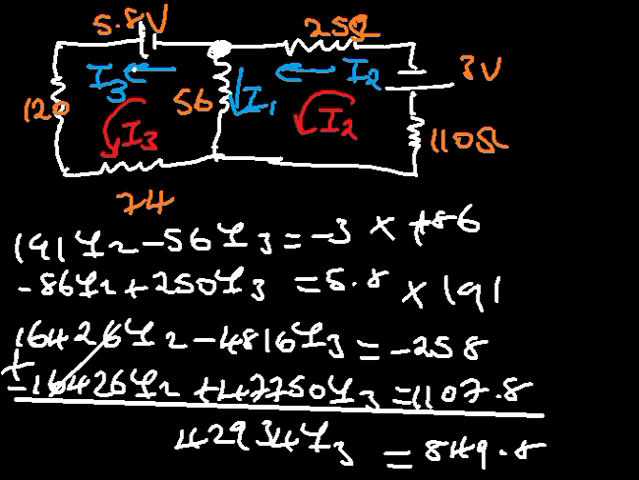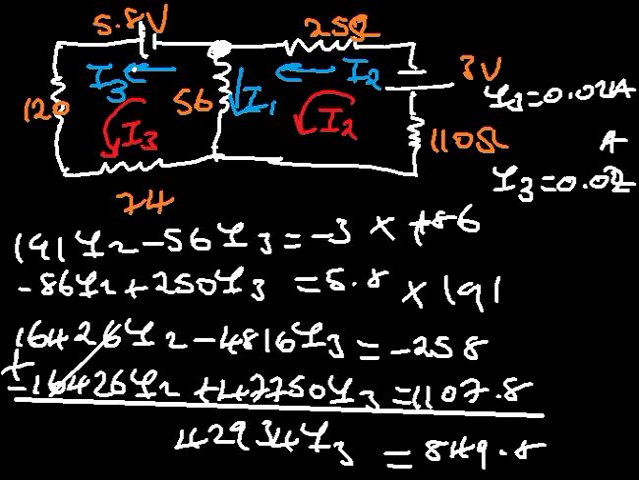Then I will just have to simply have I3 being equal to that one divided by 42 934, or have it as 0.02 amps. So that is the value of I3, that is 0.02 amps. So I3 is given as 0.02 amps in that case.